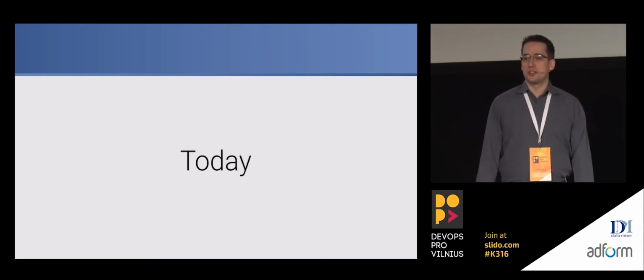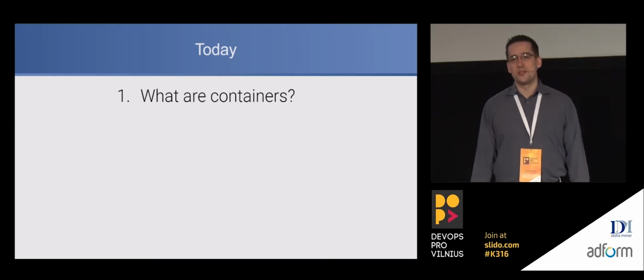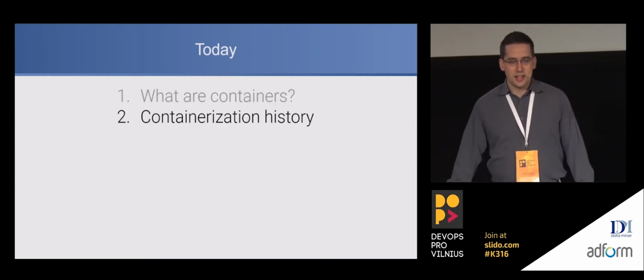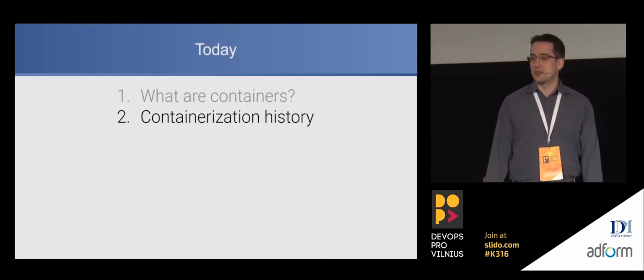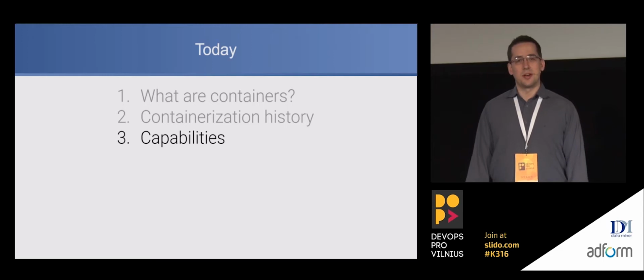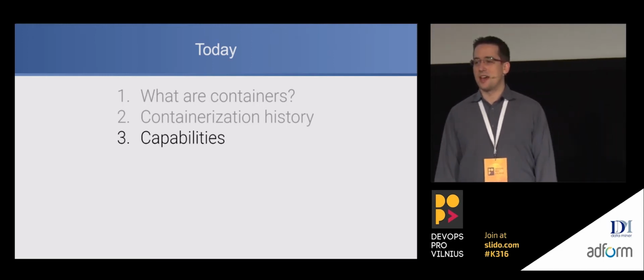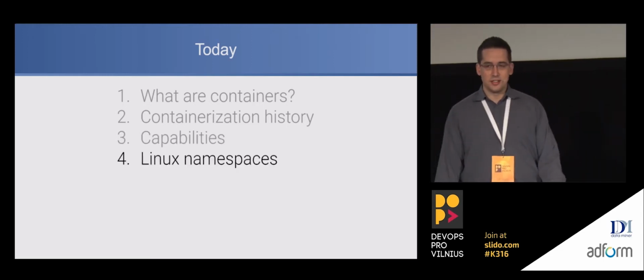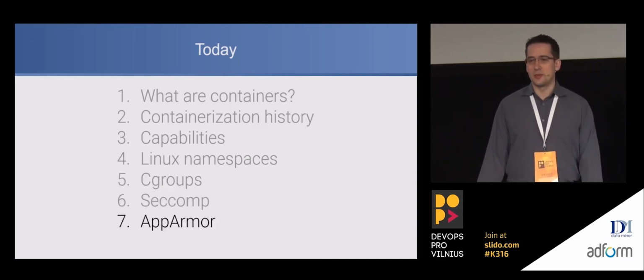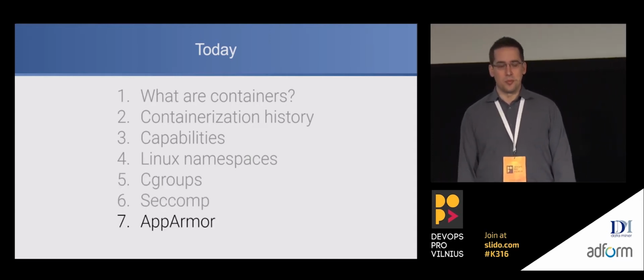What are we going to talk about today? So, first of all, what even are containers? What are they made of? Second, a little bit of containerization history, and this part was particularly hard to put together. Then we're going to talk about Linux capabilities, and I'll explain what that means in a minute. Linux namespaces, cgroups, seccomp, and finally we're going to talk a tiny bit about AppArmor.